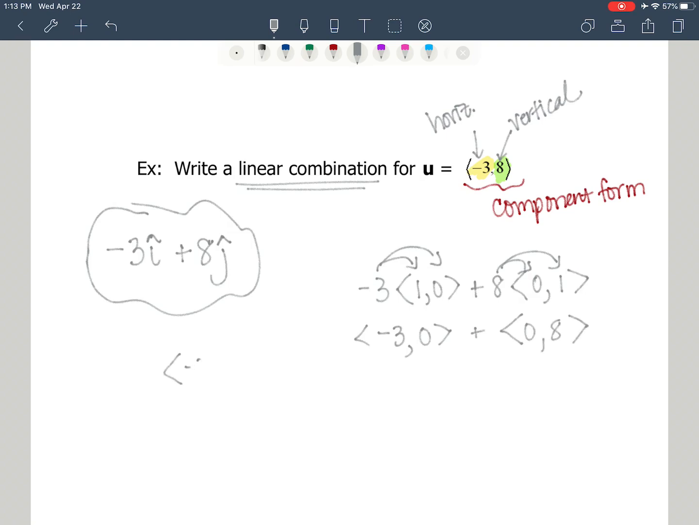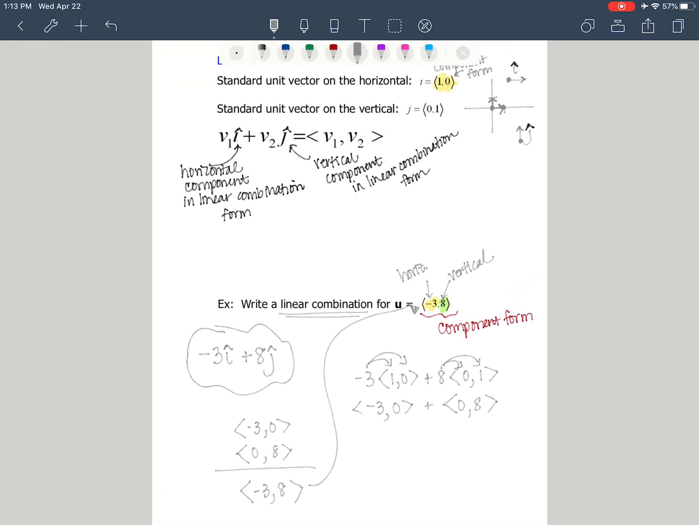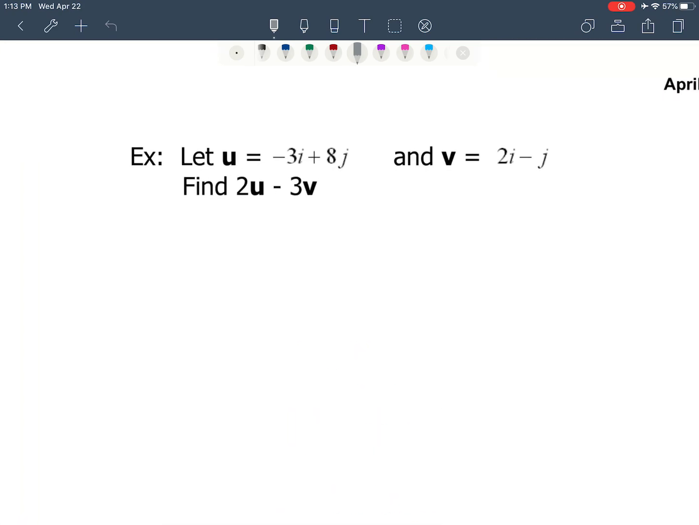We're going to add these two vectors. So when we add the vectors, we add their horizontal components, we add their vertical components, and look at what we get. In component form, we get right back to -3, 8. But it's really that simple. The horizontal component is your coefficient of I hat, and your vertical component is your coefficient of J hat. So let's do an example.